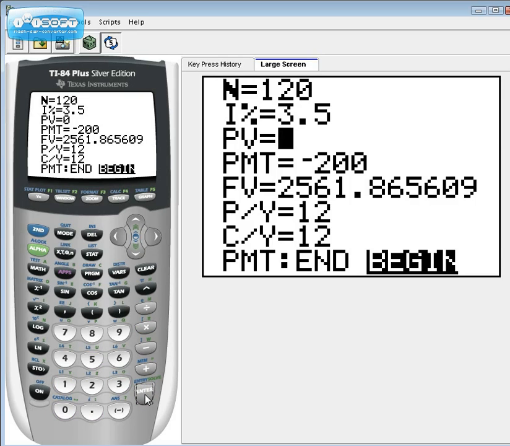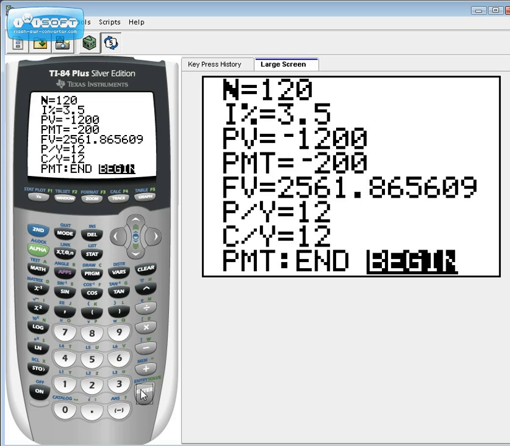PV stands for present value. Another name for this would be the initial deposit. So if I'm going to put $1,200 into the bank, that's what I would type in there. I might want to put a minus sign on the front of it if I'm thinking of this as leaving my pocket and going into the bank. The TVM solver works under the cash flow model that we've talked about.